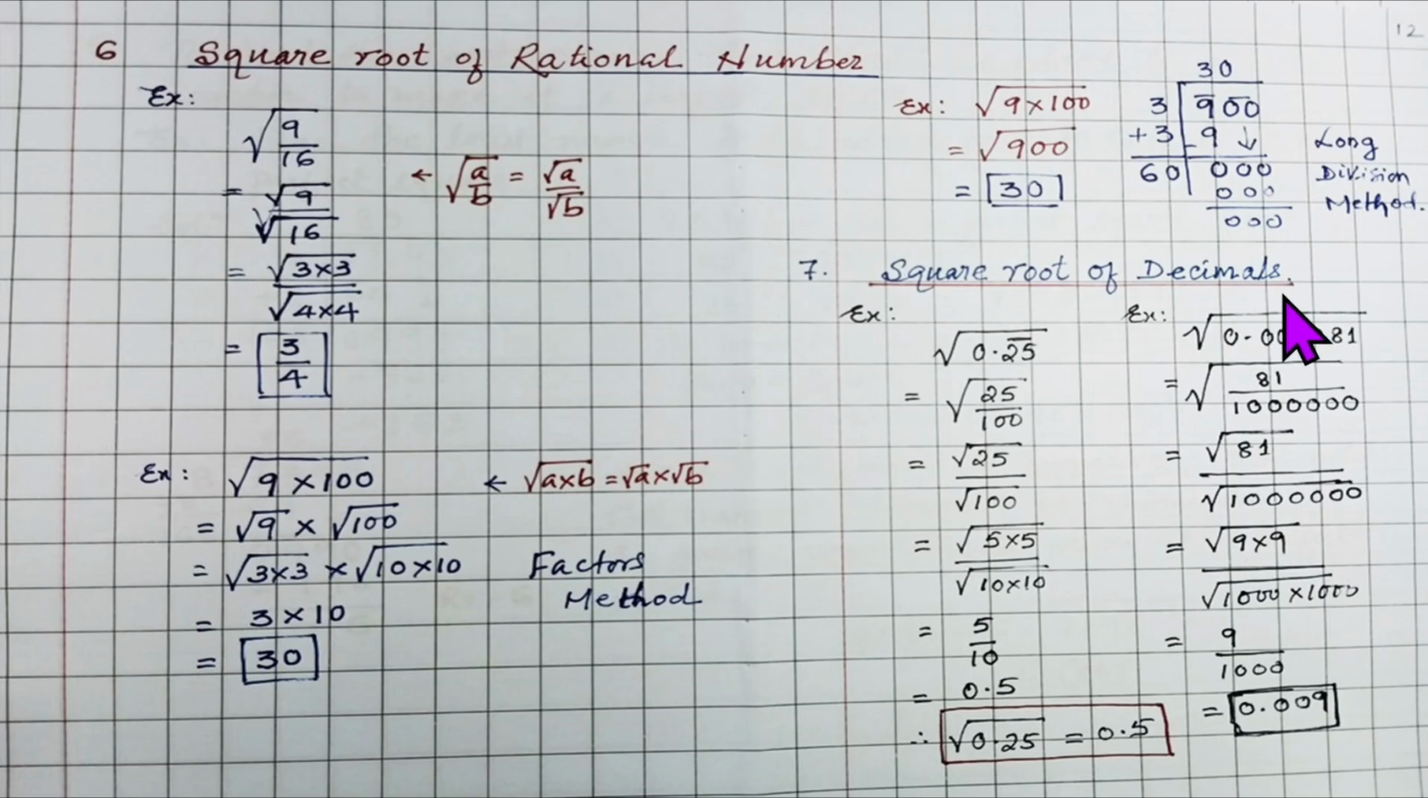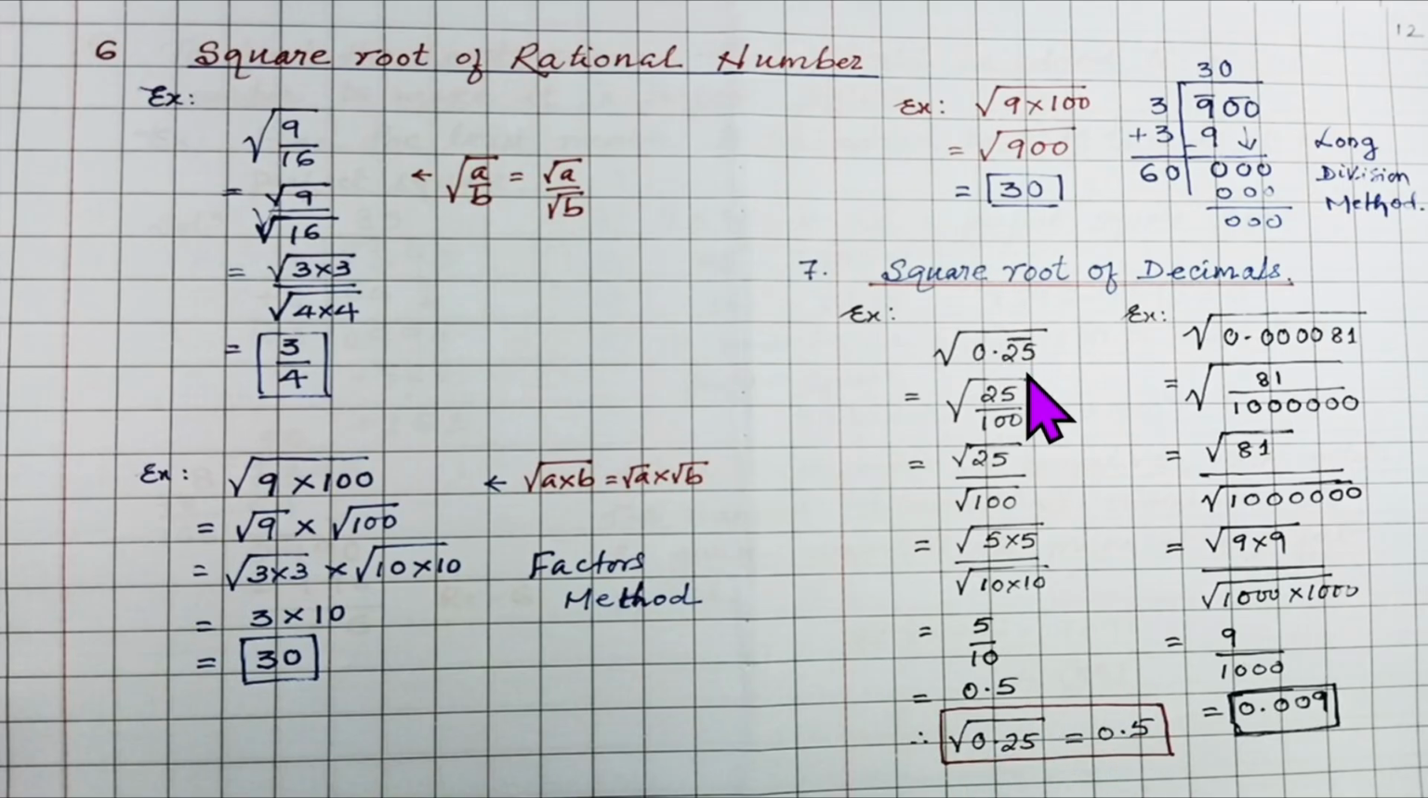Now the square root of decimals. Let us say for example, you want to find the square root of 0.25. One method is to convert into fractions. 0.25 becomes 25 by 100. Now apply the rules of radicals there. Root of 25 by root of 100. Then it becomes root of 5 into 5, root of 10 into 10 becomes 5 by 10. And 5 by 10 is nothing but 0.5. Therefore square root of 0.25 is equal to 0.5.